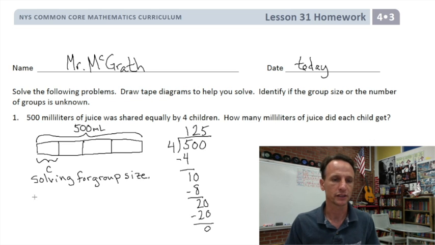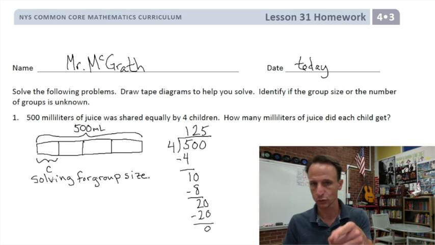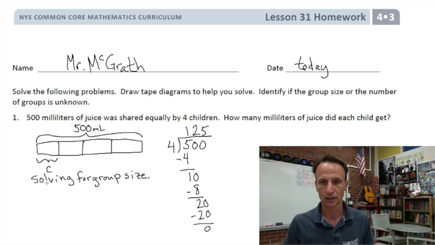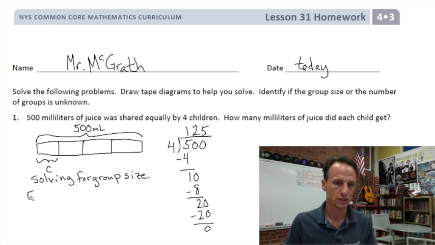All right, so let's write, though, an answer to the question, which is how many milliliters of juice did each child get? Each child received, and I prefer received to get.